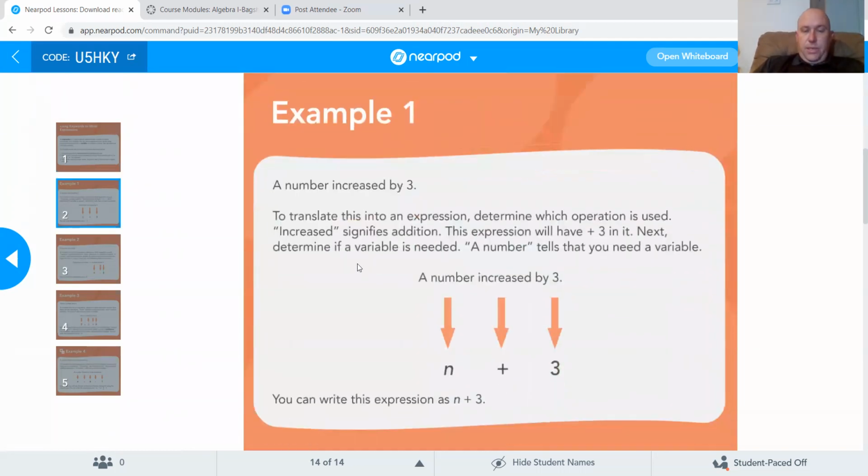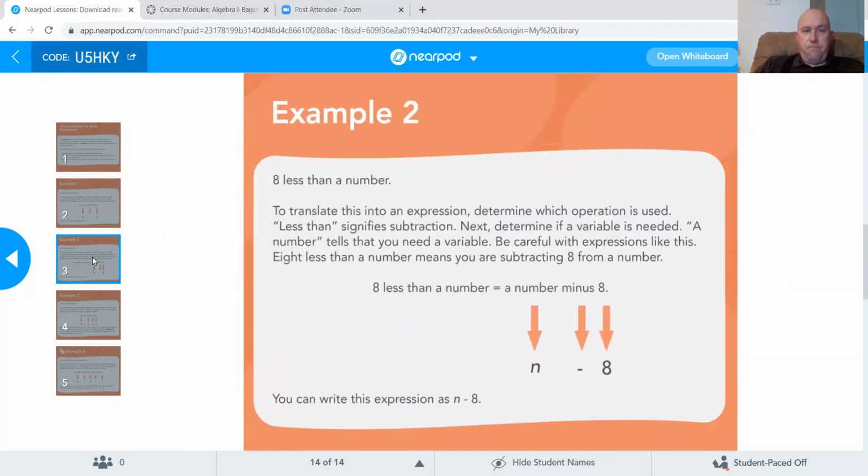So we have a few examples here to show. A number, so straight away, we realize that's the variable. Increased by is plus. This one does have 2 words, but this is not one of those turnaround words. Notice we didn't feature that one earlier. So you just have to make sure you know which ones are which. And then by 3, and there's your answer, n plus 3.